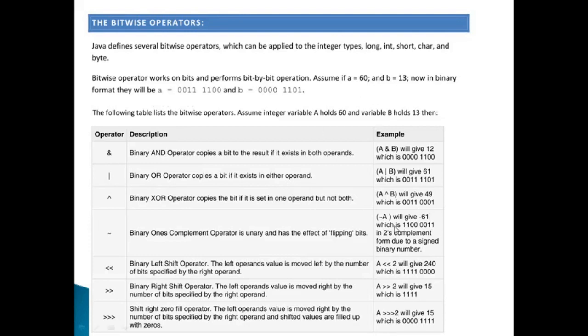Okay. Now there are two other operators in the bitwise operator section which are very important. One is the binary left shift operator, then there is the binary right shift operator. Now what is a binary left shift and a right shift operator?